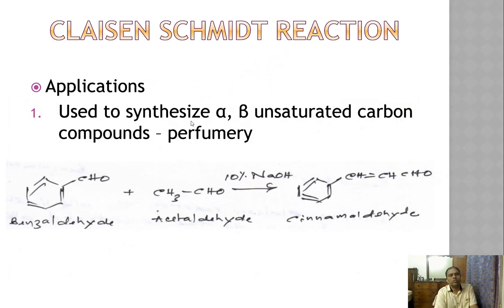Applications. The first one is used to synthesize alpha beta unsaturated carbonyl compounds. These are used as perfumes. These aromatic aldehydes give a good odor, so they are used in the perfume industry. Here, benzaldehyde reacts with acetaldehyde using 10% sodium hydroxide, and you're going to get cinnamaldehyde. We have come across this reaction. This cinnamaldehyde is used in perfumes.